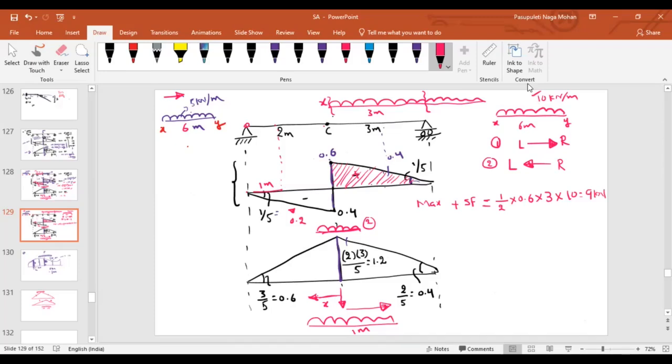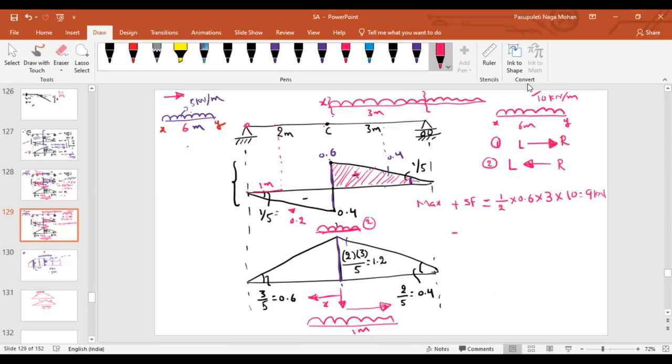So what about from left to right? If it is moving from right to left, where should we place it? Why should it touch C point, sir? If it is a UDL, just for confusion, I have given you one case from left to right and from right to left. But as it is a UDL, it doesn't matter whether it's from right to left or left to right. Just to confuse, I have given this. But if it is a series of point loads, it's not the same. That we'll discuss in a couple of minutes.